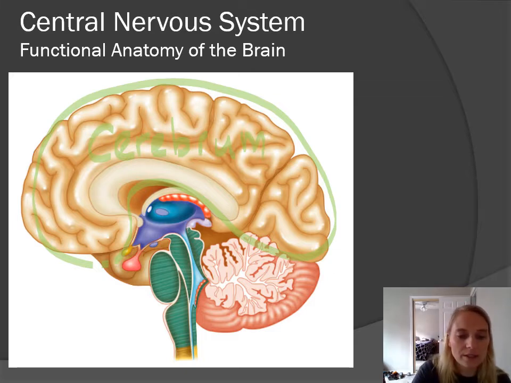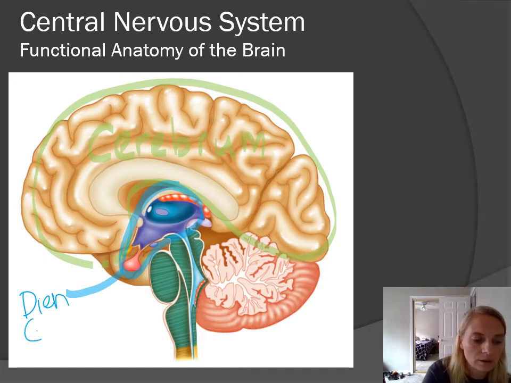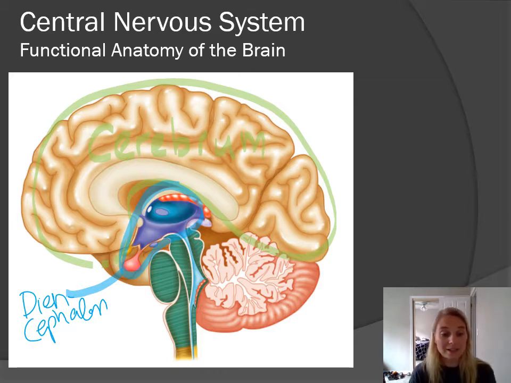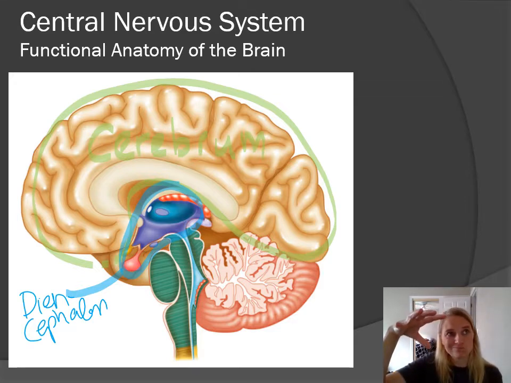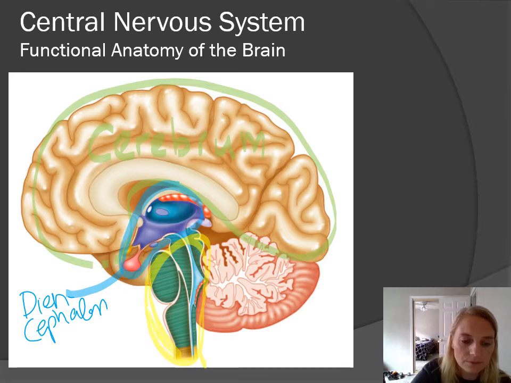The next part is what's called the diencephalon, and that's this middle part here. We'll go back to pen for writing. So that's your diencephalon. It's the part right at the very top of the brain stem, which is what we're going to take a look at next. So brain stem is this part right here, highlighted in yellow. So this is your brain stem.